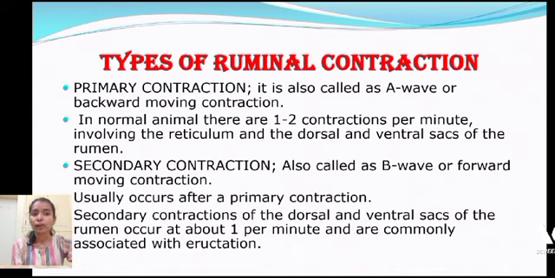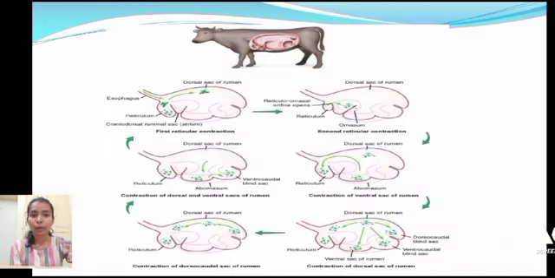Types of ruminal contraction. There are two types of ruminal contraction, primary contraction and secondary contraction. Primary contraction is also called the A wave or backward moving contraction. In normal animals, there are 1 to 2 contractions per minute. Secondary contraction is also called the B wave contraction or forward moving contraction. It usually occurs after the primary contraction.